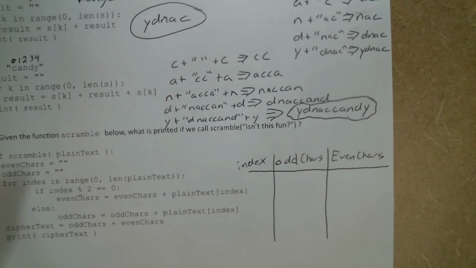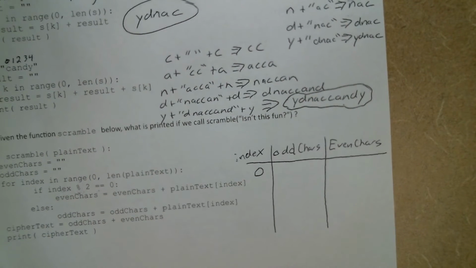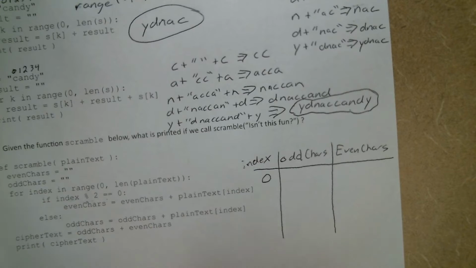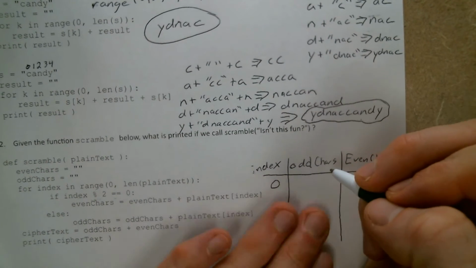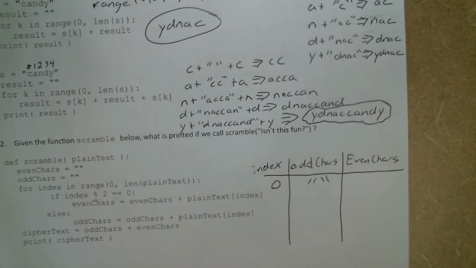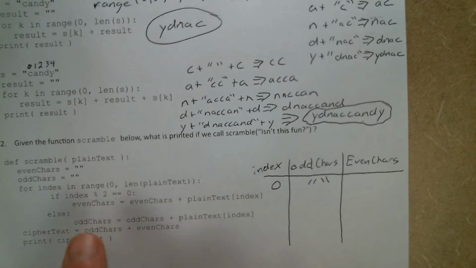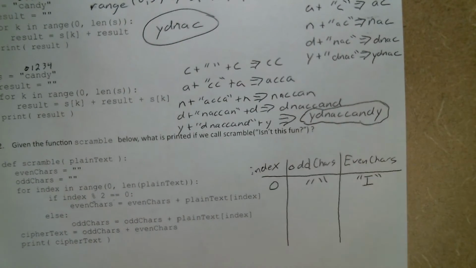All right, so at the start, everything's blank. Let's talk about what happens when the index number is 0. When the index number is 0 and you divide it by 2, there's no remainder. So what that means is odd characters are going to stay empty, but even characters are going to get that uppercase I.